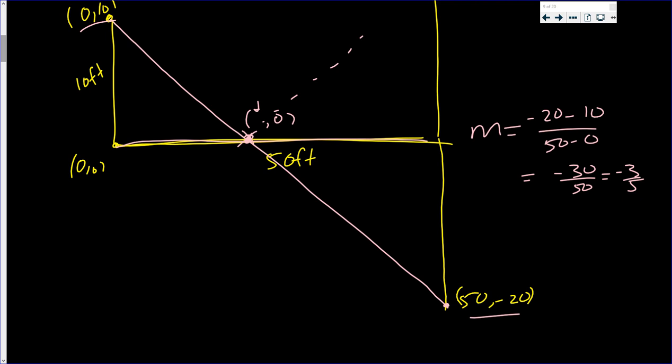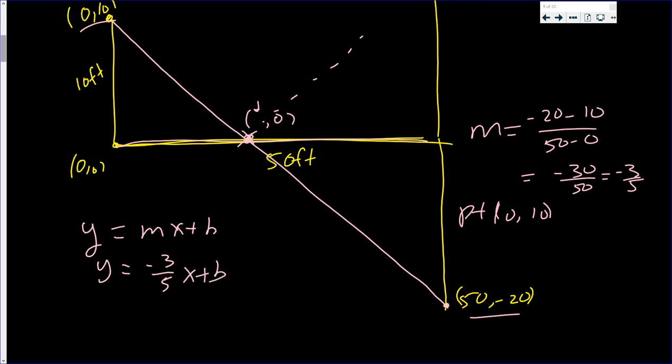Okay, I now know the slope. And I'll use the point (0, 10). There's a 0 in it. So I'm coming to the left. So y is equal to mx plus b, but now we know m. So y is -3/5 x plus b. So I want to find b. Well, I know that when x is 0, well, I know b. That's the y-intercept. b is 10.